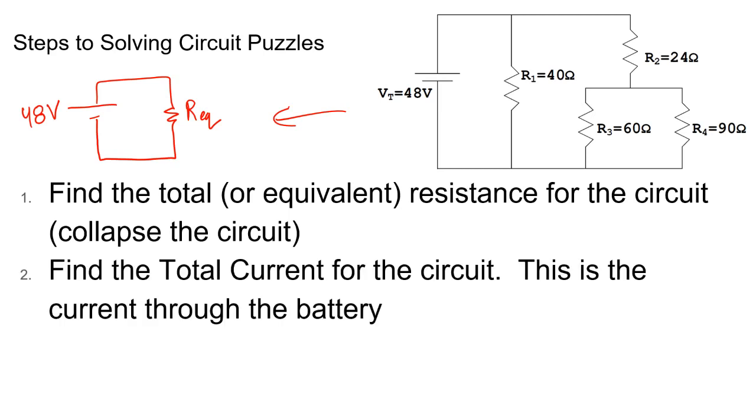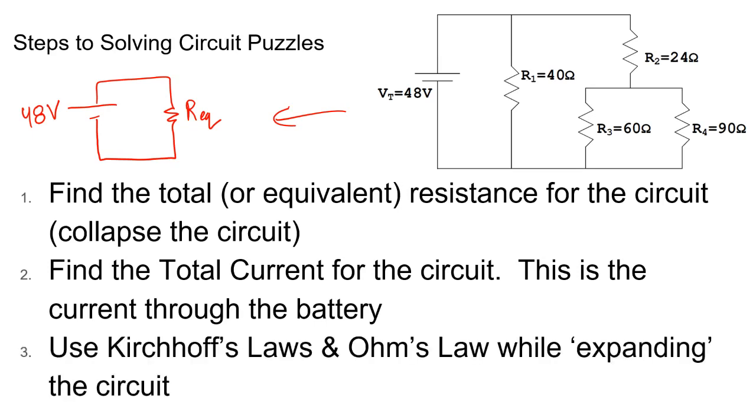Okay, we're going to find the total current for the circuit, and again, that is the current going through the battery. Then we're going to use Kirchhoff's laws and Ohm's law while we, what I call, expand the circuit. So there'll be lots of analysis going on here. This is the start of our electrical engineering careers, looking at how current, voltage, and resistance are affected in a bigger combination circuit.